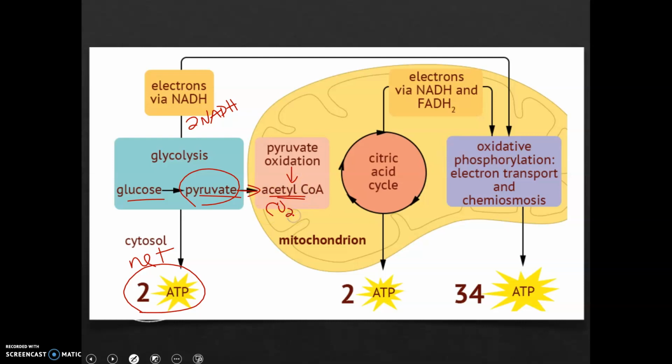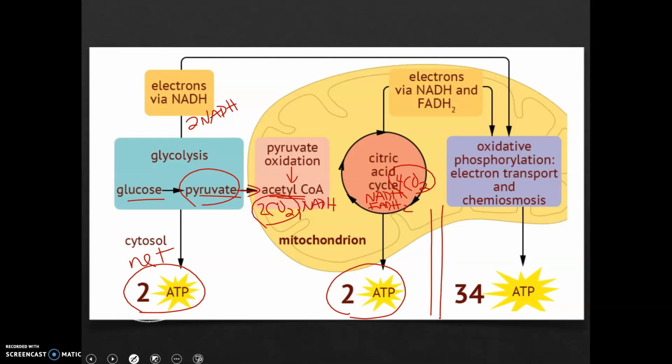You also make some CO2 as a waste product here, and you also make a couple more NADHs in this step. The citric acid cycle, or Krebs cycle, makes more NADHs. It makes FADH2, and it finishes breaking the glucose down. You actually make 4 CO2s here, you make 2 here, and there's our 6 CO2s that are made in cell respiration. Only 2 ATP.